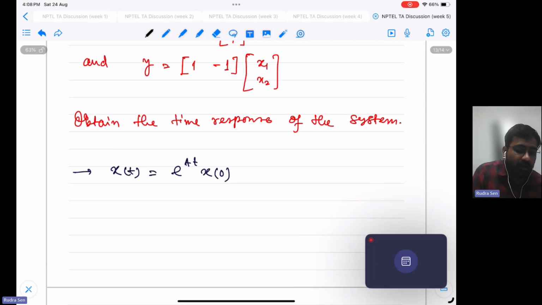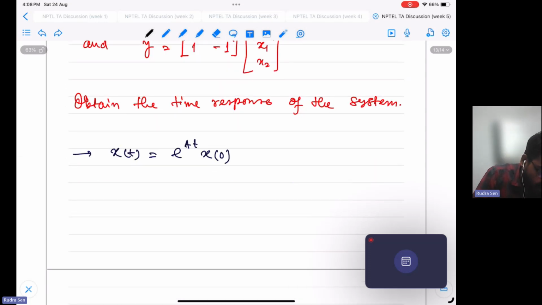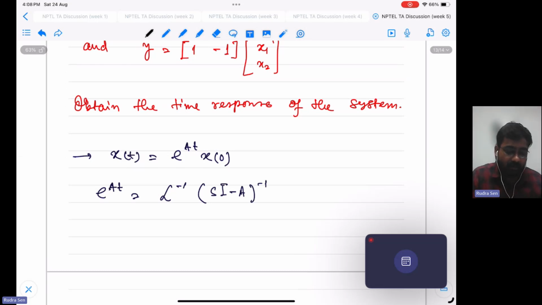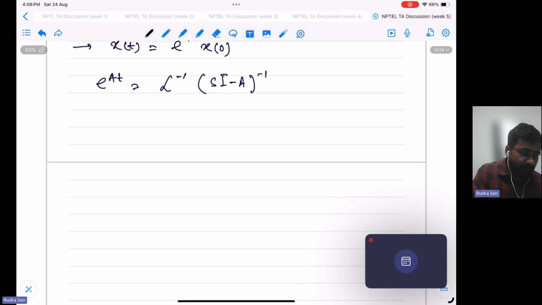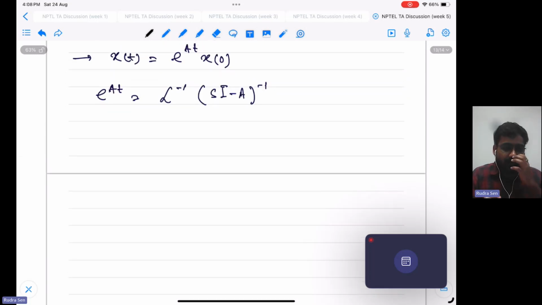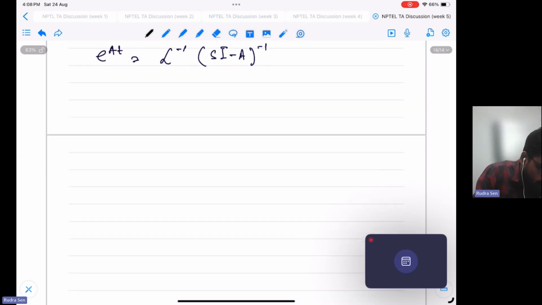Now, in Laplacian form, e to the power At is basically the Laplace inverse of (sI minus A) inverse. Just after this few examples, I will discuss the state transition matrix and a few of its properties, and then we will wrap it up. So first, we see how this will happen. First you have to find out sI minus A.